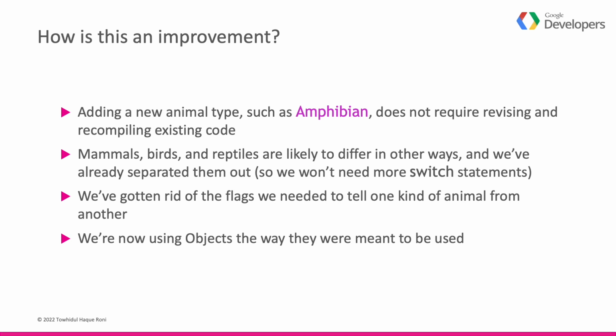Mammals, birds, and reptiles are likely to differ in other ways as well. With the separate subclasses, we have already separated their specific behaviors and attributes. This means we won't need additional switch statements or flags to differentiate between animal types. We have embraced the essence of object-oriented programming by utilizing objects as they were intended. By employing subclasses, we are leveraging the power of inheritance and polymorphism. Our code becomes more organized, easier to understand, and aligned with the principles of object-oriented design.